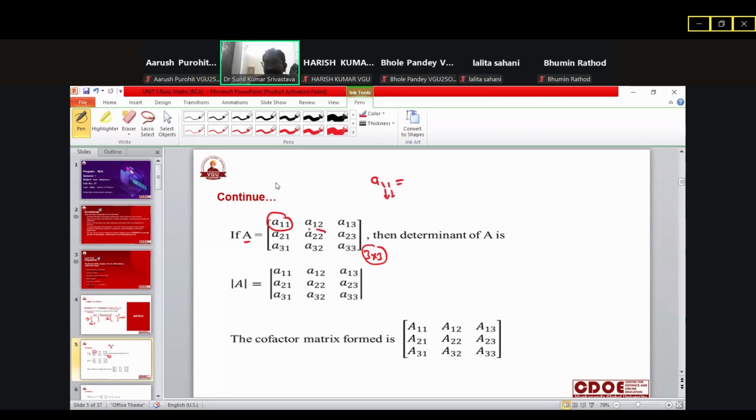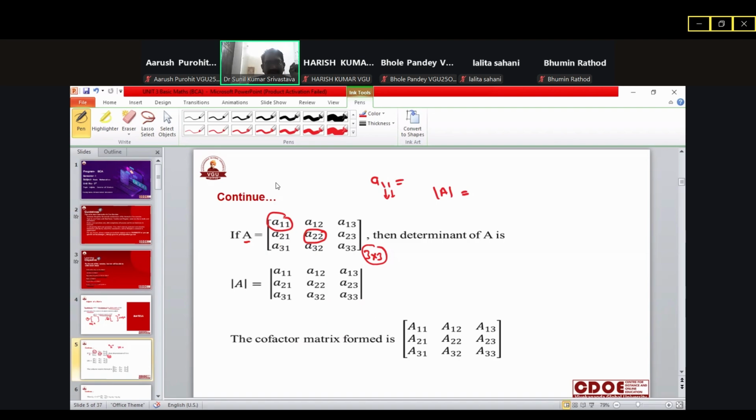This is the A22, second row and second column, in this way. This is the matrix. First of all, we have to find its determinant value. I already discussed with you how to calculate the determinant value. The determinant is given by this one. Suppose we have to find the cofactor matrix of this one.